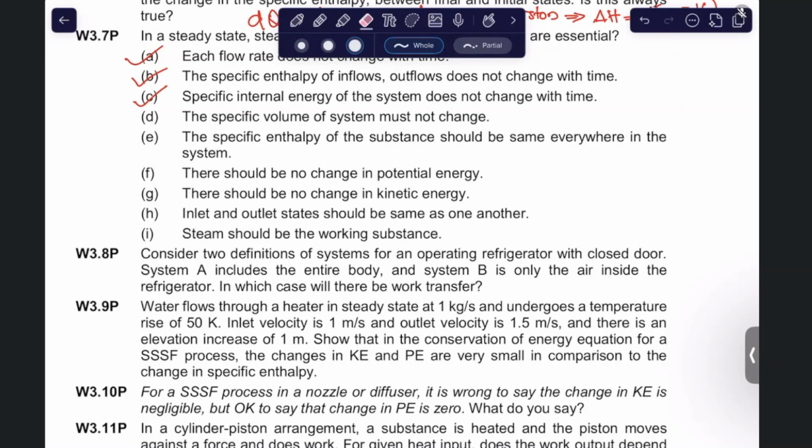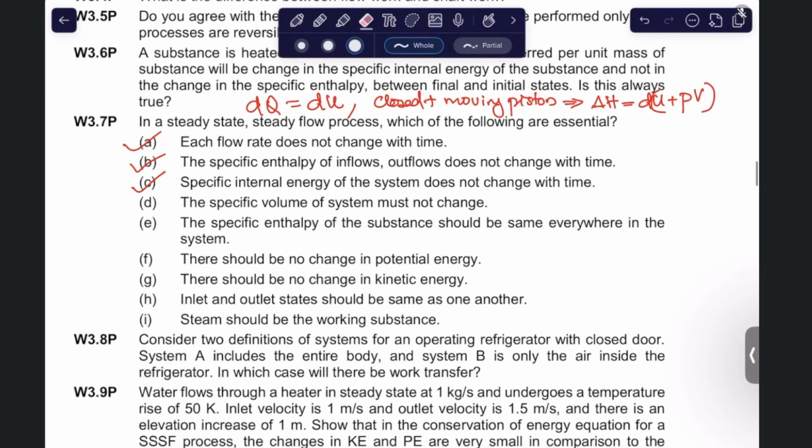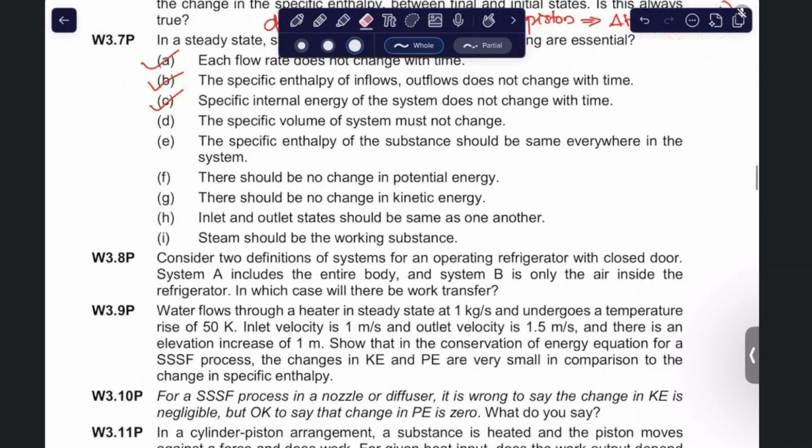Then we have that inlet and outlet state should be the same as one another. That is also not required, because if you're seeing an air conditioning device, the inlet will have one state and the outlet will have another state, but it is a steady state process. Then finally, steam should be the working substance. No, it can be any working substance. Like when I was talking about the air conditioning device, there will be coolants. Coolants are different substances, right? So there also, it is not an essential criterion. Yeah, so only A, B, C is there.